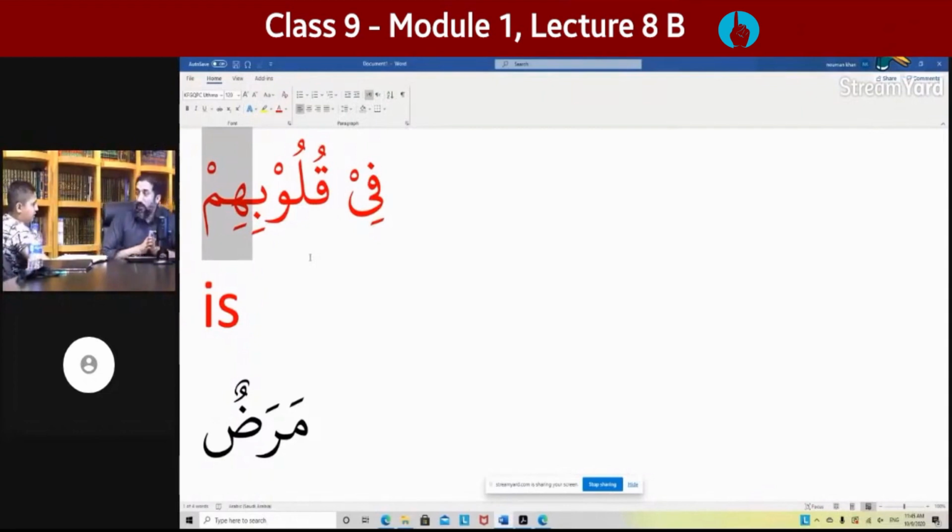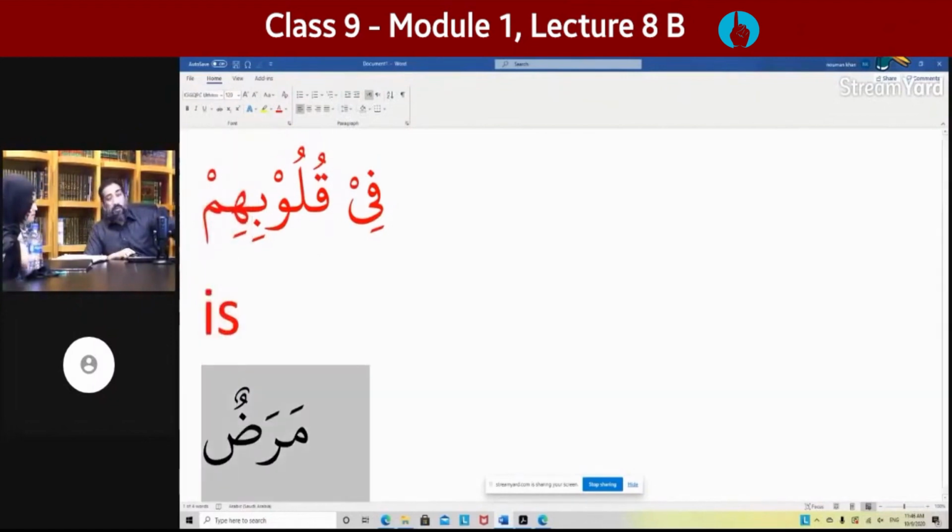Let's start over. Huwa, he. Huma, both of them. Hum, they. The attached version means they also, right? In their hearts. In the hearts of theirs. In their hearts is marad. Do you know what marad means? No. Disease or sickness. In their hearts is a sickness. How do you find the is? When nothing is connected anymore, the is happens. The is occurs. And that's how you get a whole sentence.